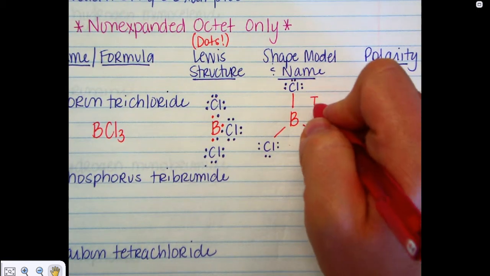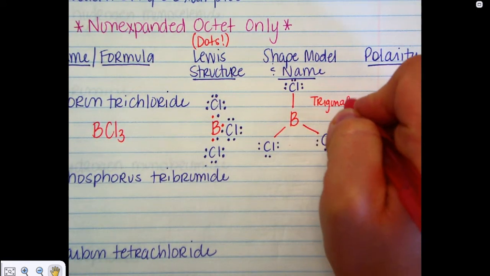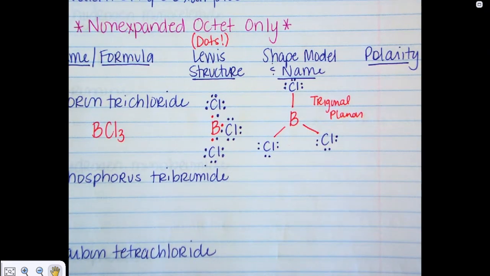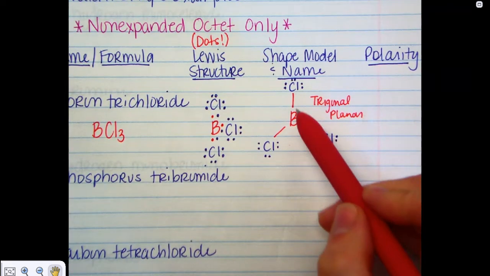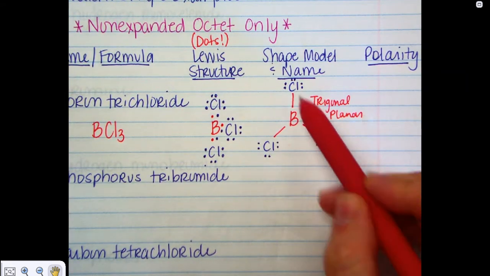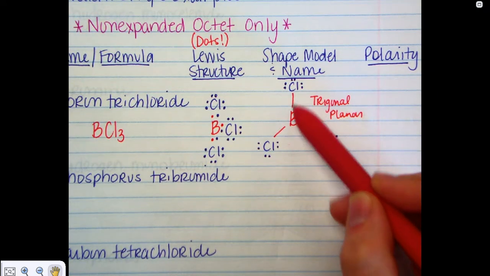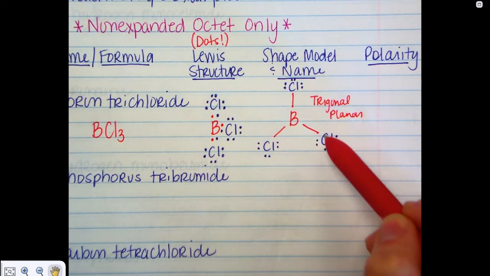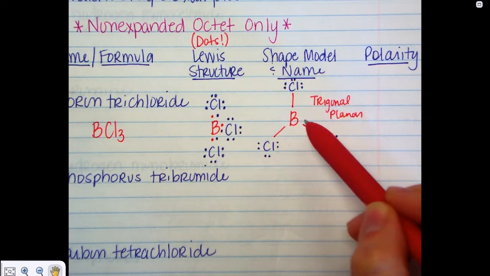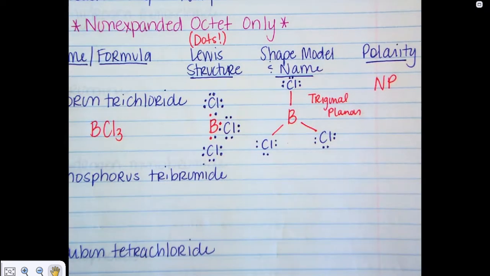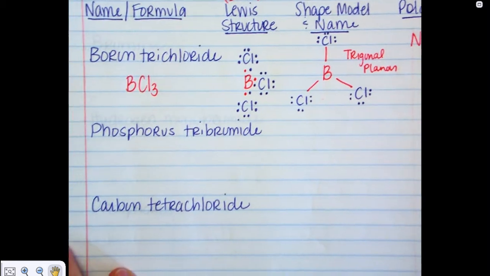We know it is trigonal planar is the name, and then the polarity. Okay, we'll think about what's happening here. The chlorine in each of these bonds is exerting equal pull against the other in the tug-of-war over the electrons. They're all being pulled equally in all directions. So this is a nonpolar molecule, so NP. Okay. All right, let's go on to our next example.